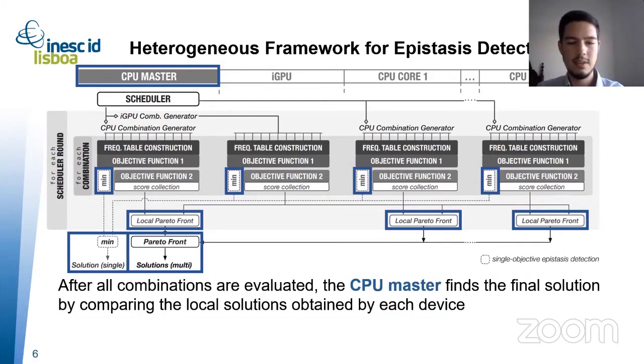Finally, the CPU master, after all SNP combinations are evaluated, will gather the final solution by reducing the local best solutions for each device, or the local Pareto fronts for each device in the case of multi-objective optimization.